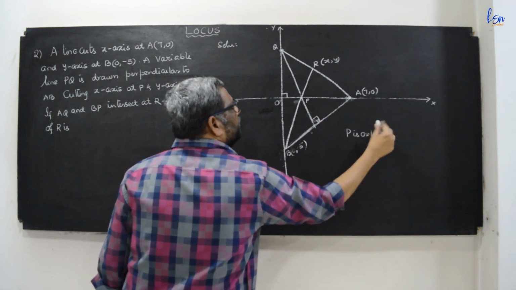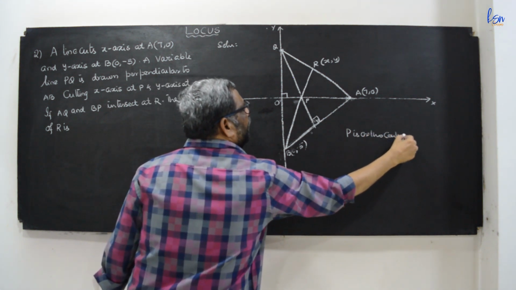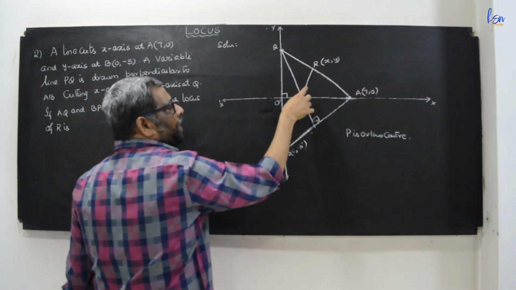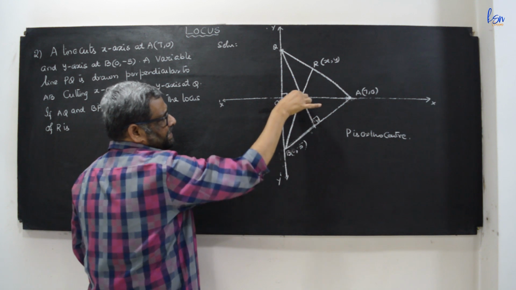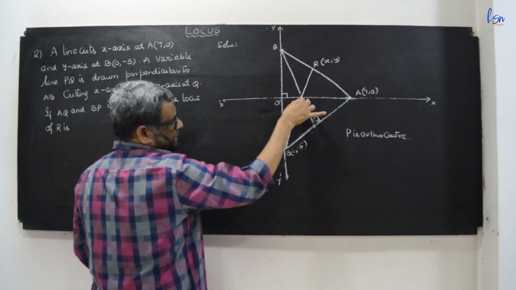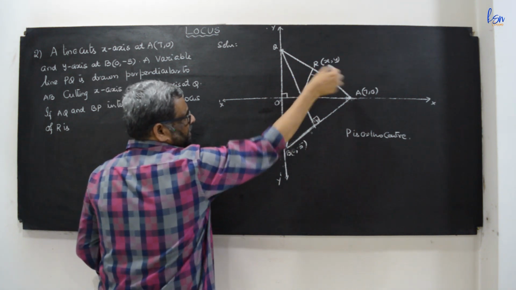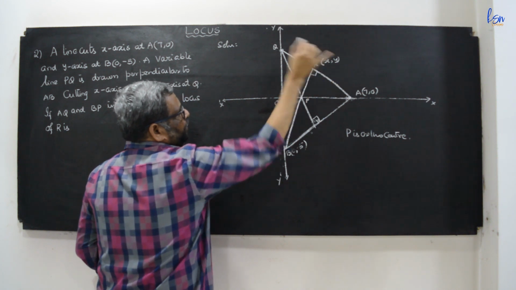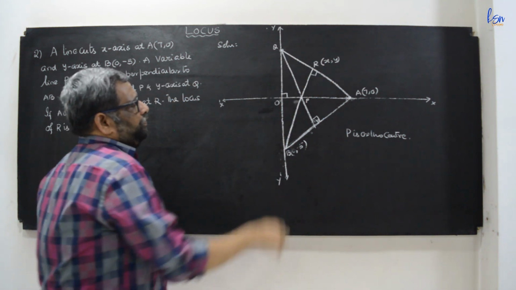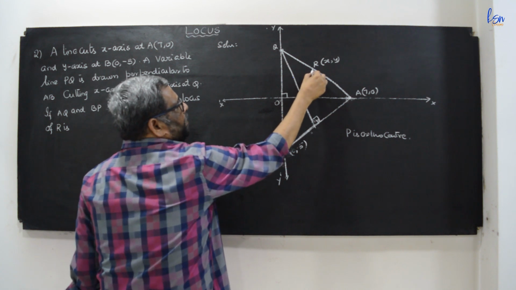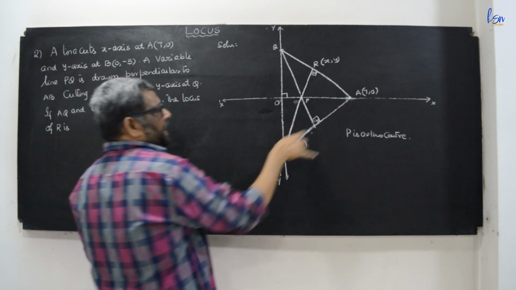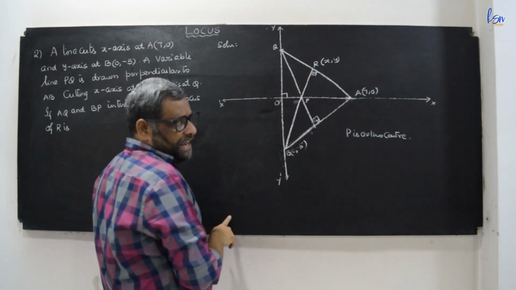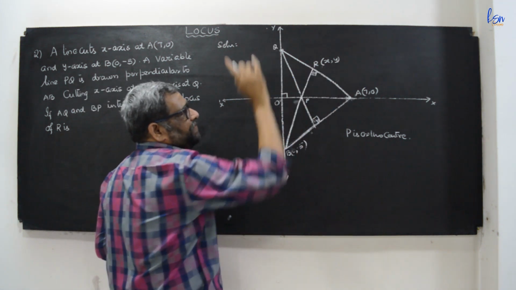This is the complete conceptual problem. You have to know the definition. This is the point of intersection of the altitudes. Now, BP is nothing but an altitude. This altitude is meeting the AQ at R, and therefore meeting AQ at R perpendicularly. Therefore, ABR is a right angle triangle. We are asked to find out the locus of R.